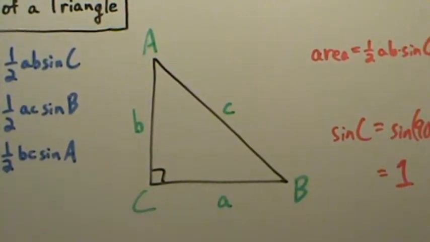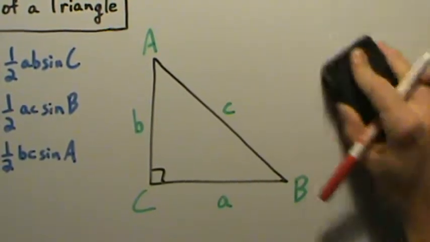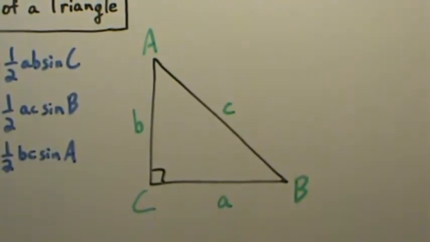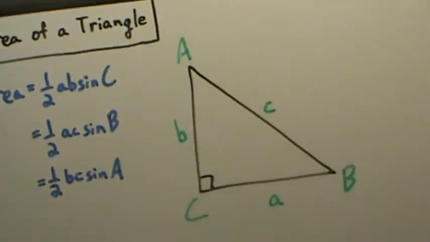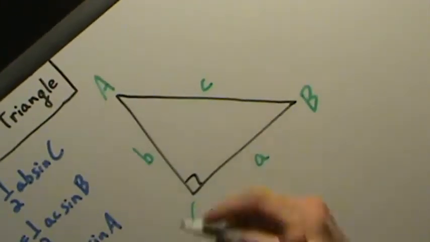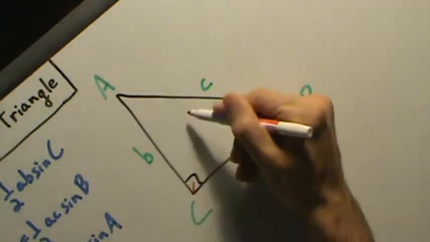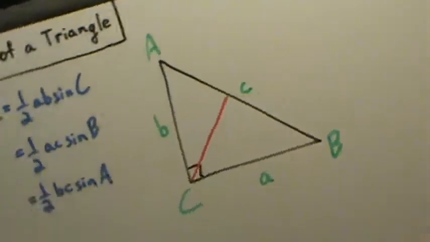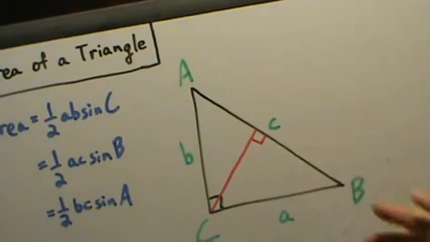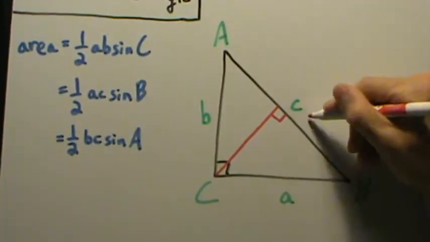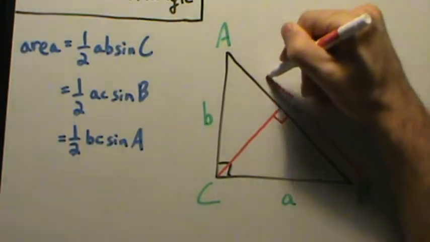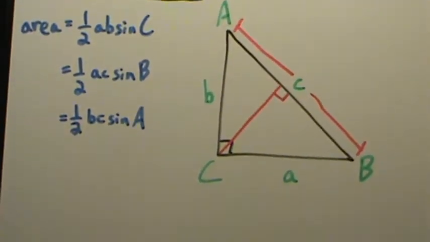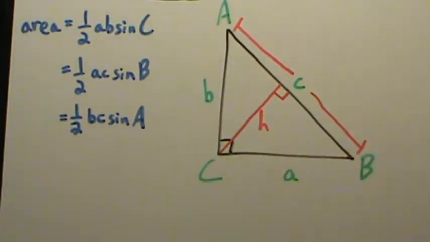So let's maybe get rid of these just to make some room. Now for the other two, what we're going to do is pretty much just like acute triangles: drop a perpendicular from angle C to side C. Okay, so side C, that's this whole side here, and this is going to be h.